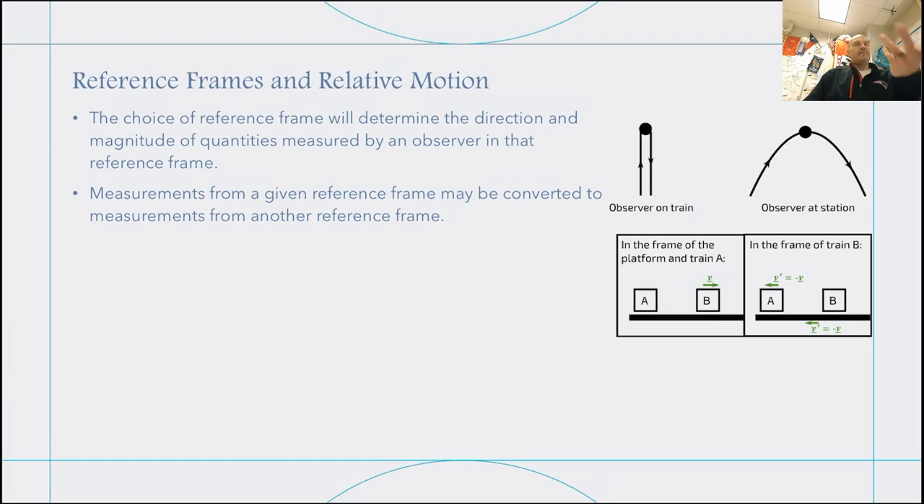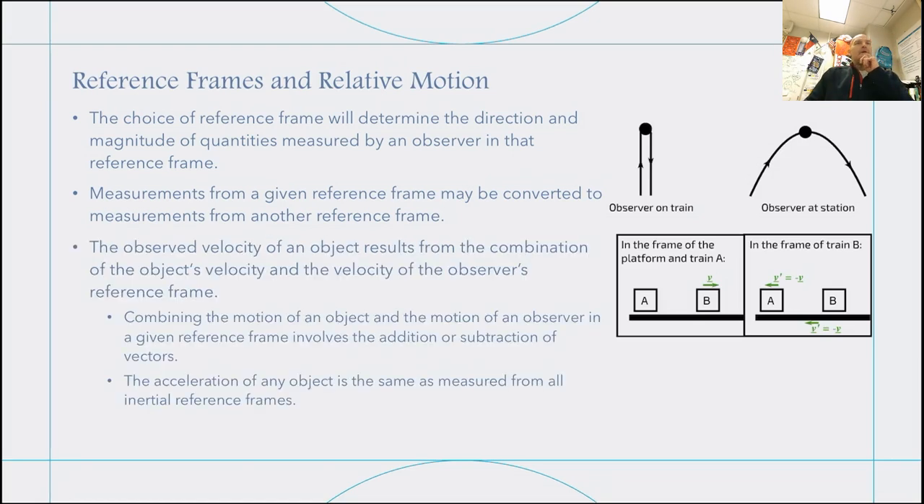So pictorially, if I'm on a train and I'm throwing an object up, I see the ball going straight up and down. But at a station, at a platform, the observer is going to see the ball traveling in a parabolic path, because what they now see is not only that vertical motion, but that linear motion of the train. So the observed velocity of an object results from the combination of the object's velocity and the velocity of the observer's reference frame.